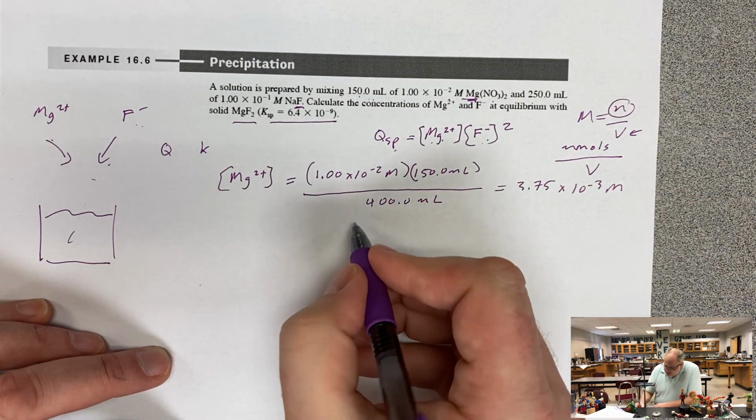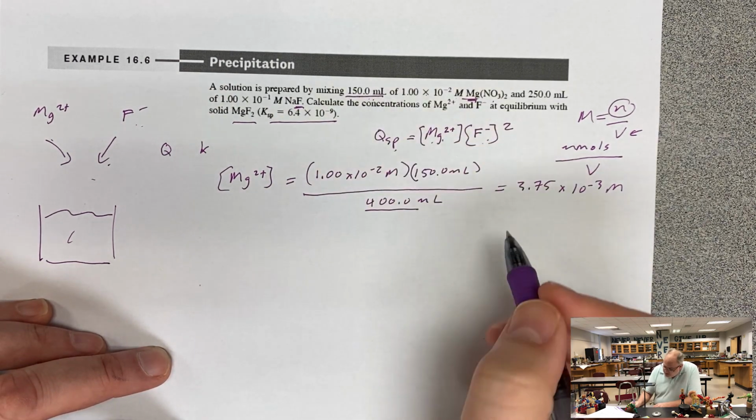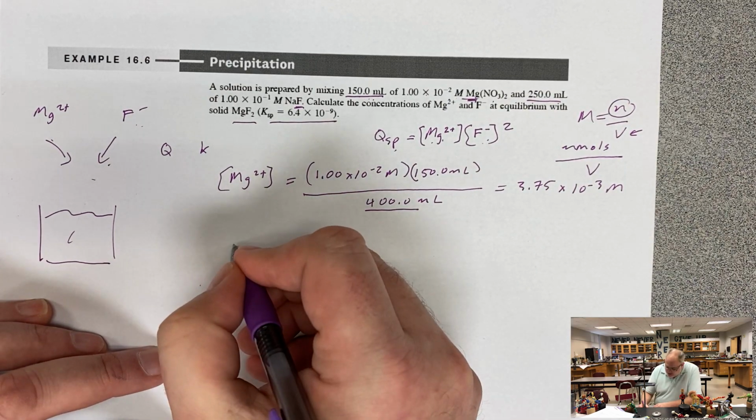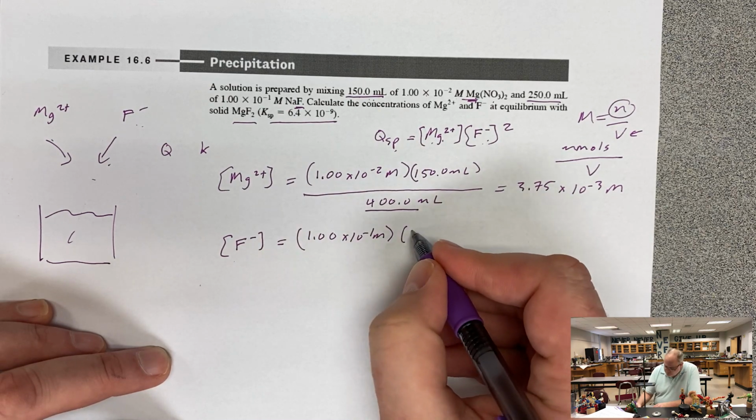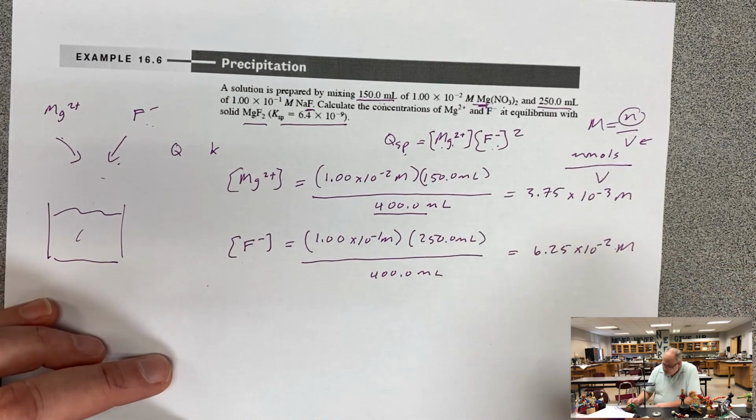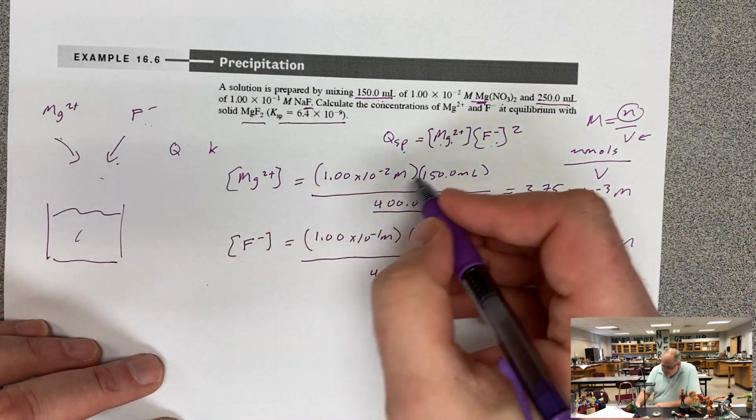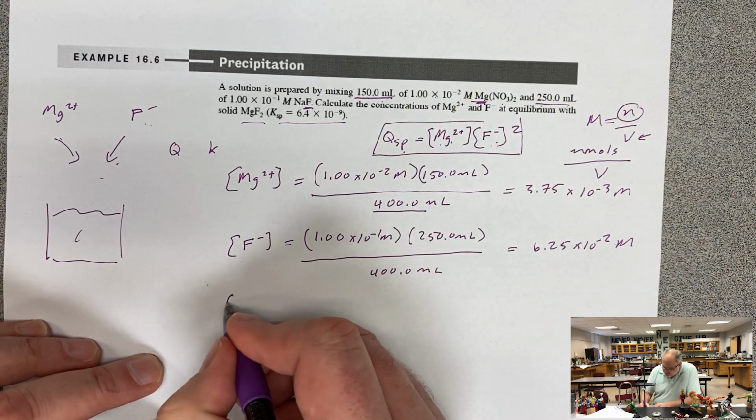Let me remind you again that this 400 milliliters we got from adding the 150 milliliters here and the 250 milliliters here. So we have this. We're gonna do exactly the same thing for F minus. So now we have our two concentrations of Mg2+ and our F minus. So we're gonna plug that back into our Q expression, which I'm gonna box right here. I don't wanna write it again, so I'm just gonna write my Qsp.